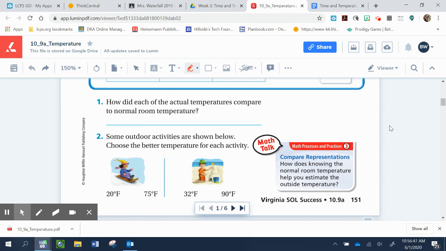So number 2 asks us about outdoor activities. So we have to choose which Fahrenheit, which degree is better for each of these activities, okay? So if this little girl is sled riding, it's below freezing, and we know freezing is 32. So it's not going to be 75, it's going to be 20 degrees Fahrenheit. But this little boy is building a sandcastle at the beach. And if it was 32 degrees there, it would be freezing cold. So we have to know that 90 degrees Fahrenheit is the temperature at the beach, okay?